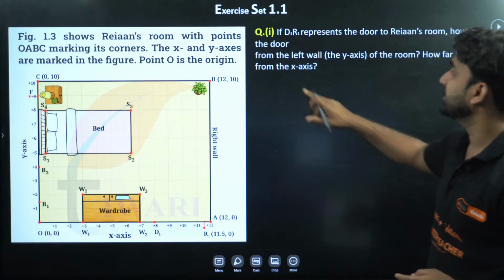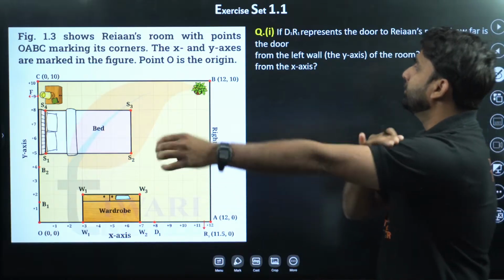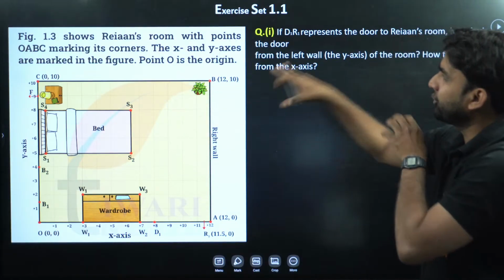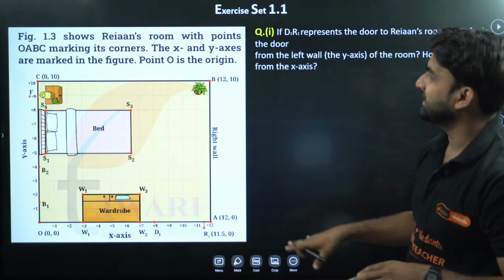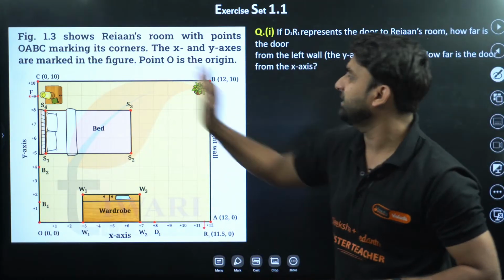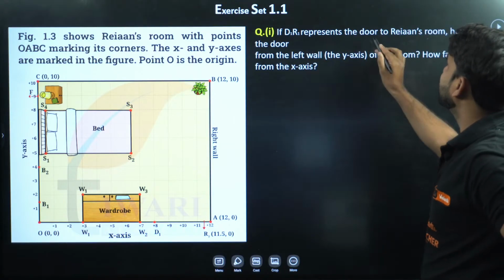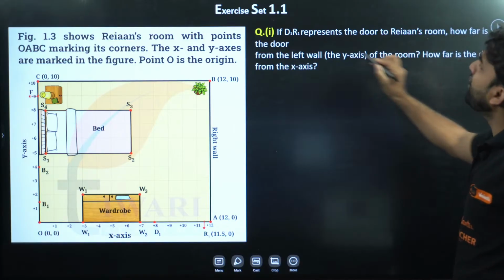Look at the first question. This is a bedroom of Riyan, a boy. His room is kept on the x and y axis and marked as OABC. All the corners of the room OABC is the room. If D1 R1 represents the door to Riyan's room, how far is the door?